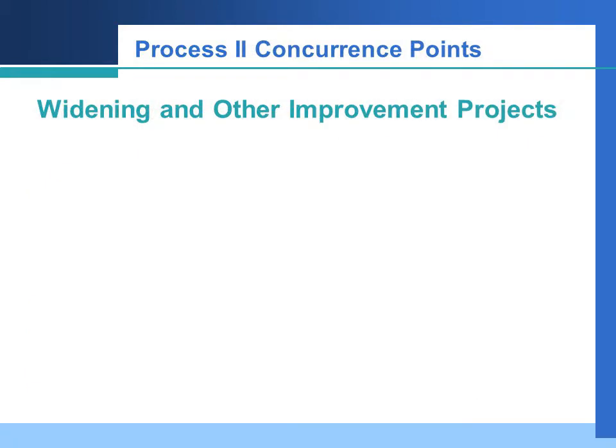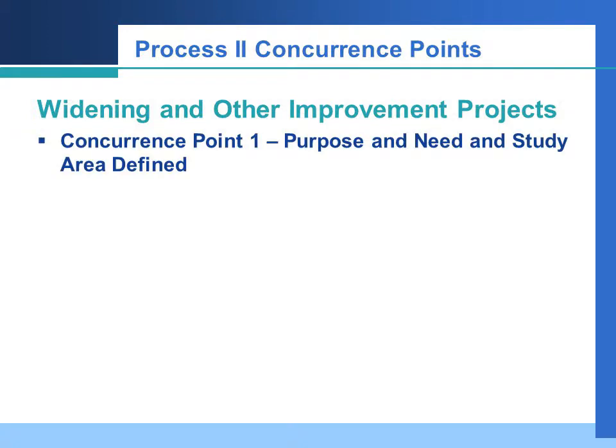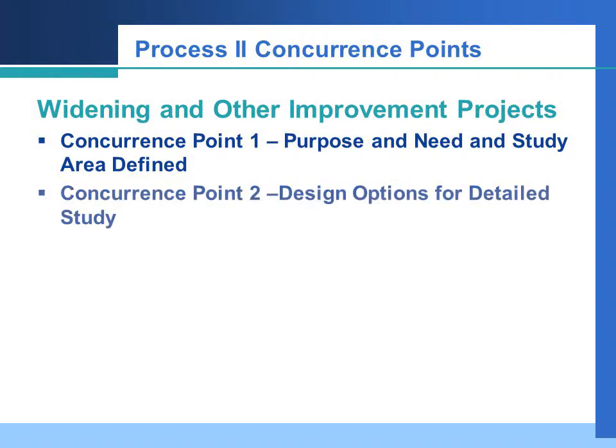These are the concurrence points for Process 2 to be used for widening and other improvement projects, which are slightly different than Process 1. Each of these concurrence points will be discussed in detail later in the course. Concurrence point 1 is to determine the purpose and need for the project. Concurrence point 2 is the decision on the alignment alternatives that should be evaluated within the widening corridor.